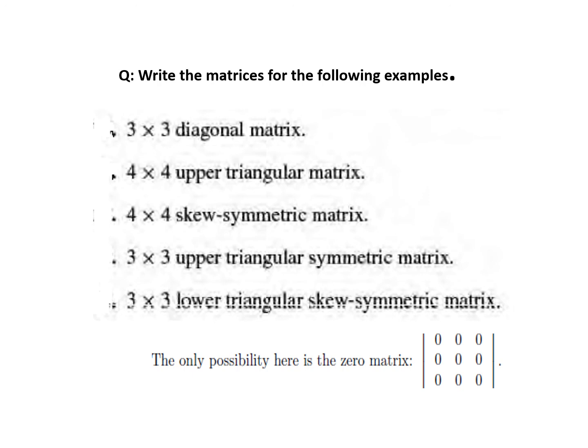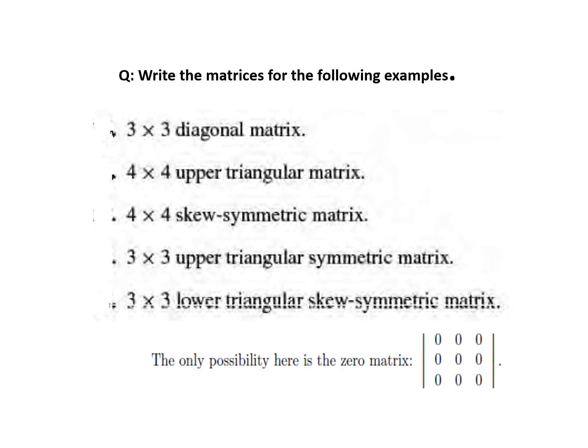The third example, you have to give a 4 by 4 skew symmetric matrix. You know the definition of skew symmetric matrix, that is the matrix A must be equivalent to minus A transpose. So you have to write an example of a 4 by 4 skew symmetric matrix here. Next example is related to a 3 by 3 upper triangular symmetric matrix. So you know the definition of symmetric matrix. The definition of symmetric matrix is the matrix A must be equivalent to A transpose, right? Similarly, you write here the 3 by 3 lower triangular skew symmetric matrix.